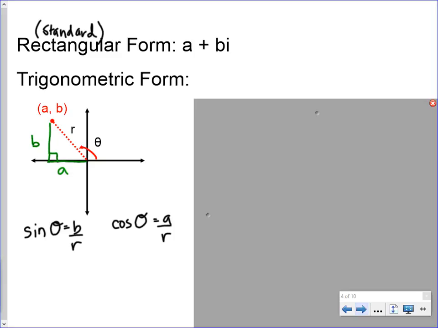What are you going to say, Mason? R is equal to the absolute value of AB. Okay, let me write this down.